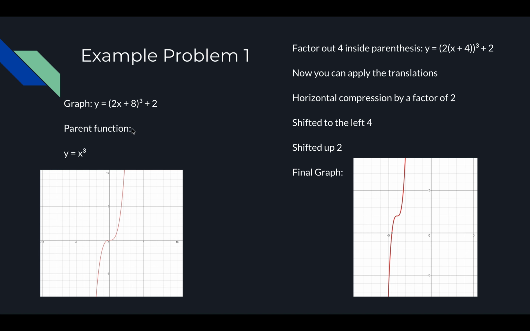Example problem 2. If we're graphing the function y equals (2x plus 8) cubed plus 2, and the parent function is y equals x cubed, then we would first factor out 2 inside the parentheses, and then it would turn into y equals 2 times (x plus 4) all cubed plus 2, and then now you can apply the translations, which is horizontal compression by a factor of 2, and then it is shifted to the left by 4 units, and then shifted up by 2 units, and then the final graph will look like this. And this is the difference.